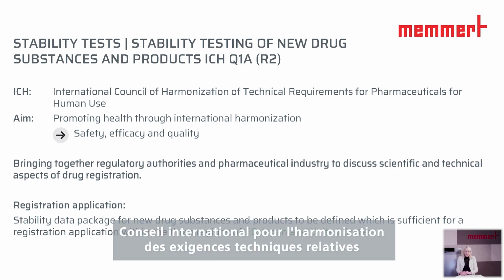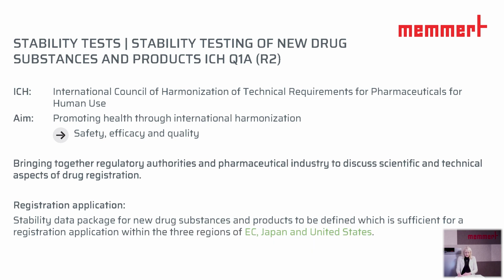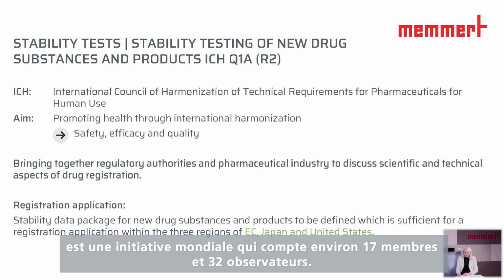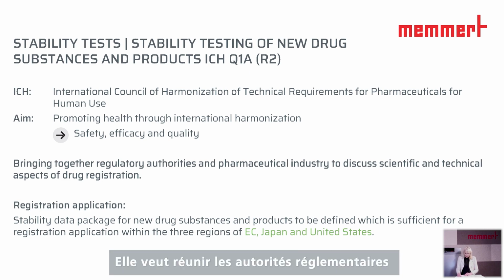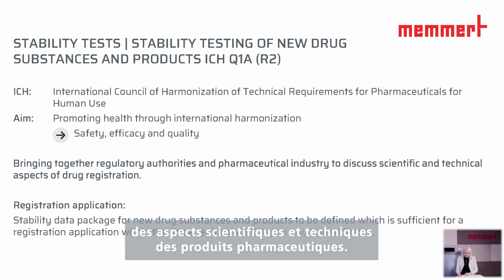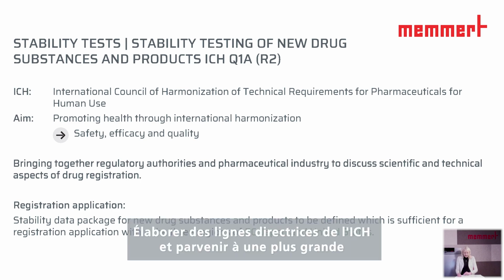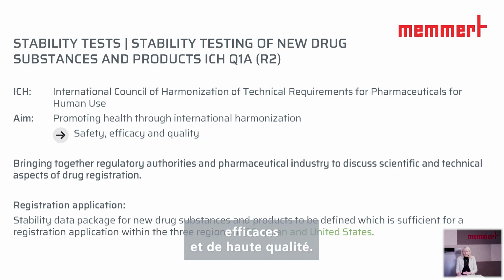and that is International Council for Harmonisation of Technical Requirements for Pharmaceuticals for Human Use. This is a global initiative, and the organization has about 17 members and 32 observers. It wants to bring together regulatory authorities and pharmaceutical industry to discuss scientific and technical aspects for pharmaceuticals. It also develops ICH guidelines and achieves greater harmonization worldwide to ensure that products are safe and effective and of high quality.